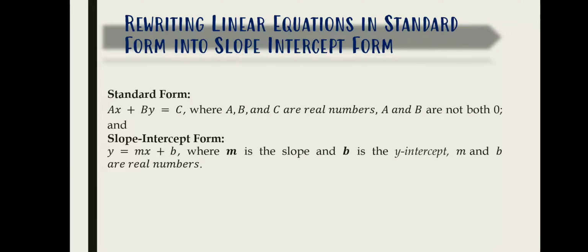Standard form may be written in the form of ax + by = c, where a, b, and c are real numbers. A and b are not both 0. And slope-intercept form may be written in the form of y = mx + b, where m is the slope and b is the y-intercept. m and b are real numbers.